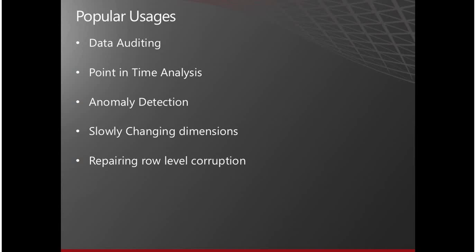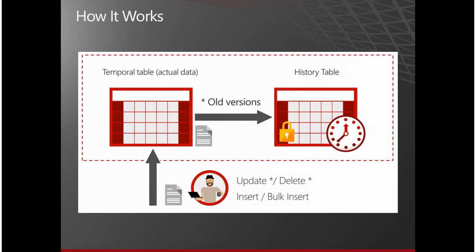Here are some popular usages, like I mentioned: data auditing, point-in-time analysis, meaning something like traveling back in time, and anomaly detection, meaning if you want to see if there is any unusual activity or unusual behavior in your data, you can do that as well. Then slowly changing dimensions and repairing row level corruptions.